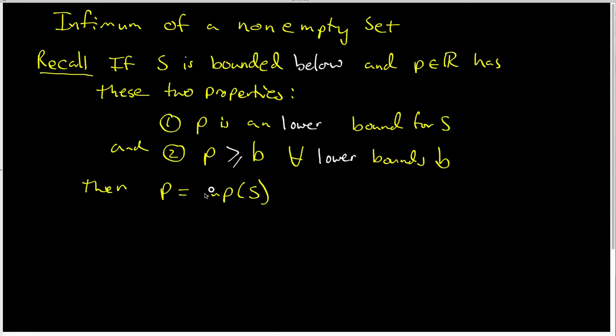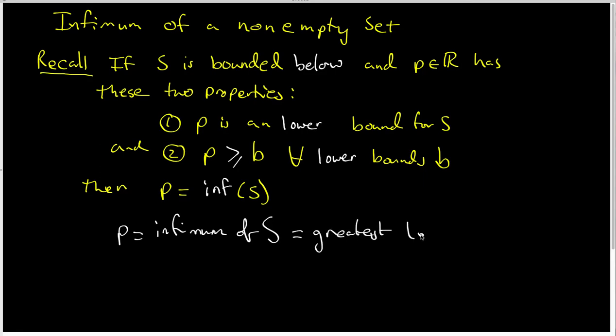And then obviously we need to change the notation. We're going to call P the infimum of S. So we write P equals inf S. This is usually pronounced as inf. So P is called the infimum of S when you have all of this stuff happening. And the infimum is really the greatest lower bound for set S.